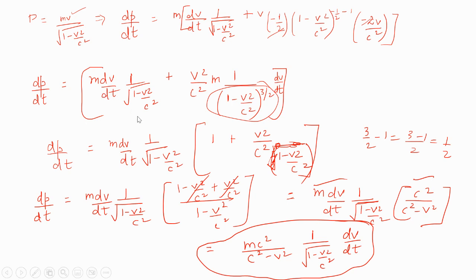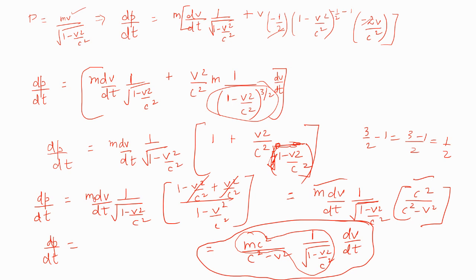And then I'm taking m dv by dt upon under root 1 minus v square by c square common, 1 plus v square by c square upon inside bracket 1 minus v square by c square. Okay, this term will become 1 minus v square by c square. This term will go here. This will cancel. m dv by dt under root 1 minus v square by c square. Yeah, correct, because this whole term will become mass, no? This whole term, yes, correct.